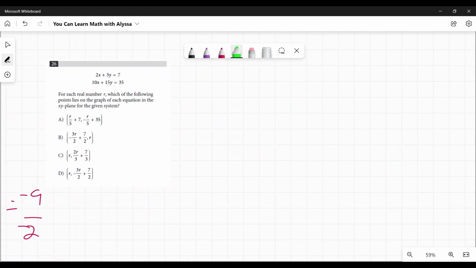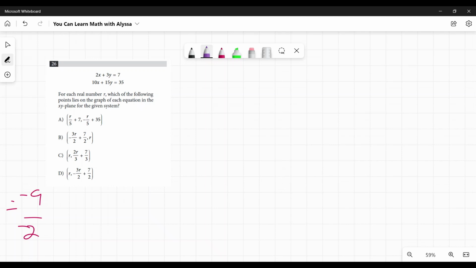Okay, this one, I'll admit, when I first read it, I went, what on earth? It's unusual. 2x plus 3y equals 7, and 10x plus 15y equals 35. For each real number r, which of the following points lies on the graph of each equation in the xy plane for the given system? And if your eyes just glazed over, I don't blame you.